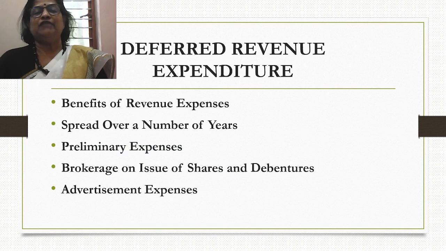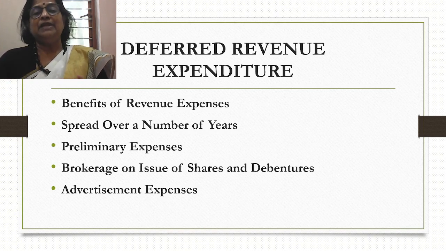Now, what do you mean by deferred revenue expenditure? This is very important. See the term, deferred revenue expenditure. Deferred meaning it's delayed or extended. So, I told you capital expenditure, the benefits you are going to get for more than 1 year. Similarly, there are some revenue items also where you will get the benefit for more than 1 year. That is called deferred revenue expenditure.